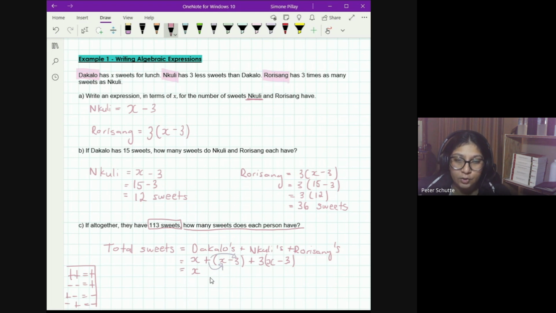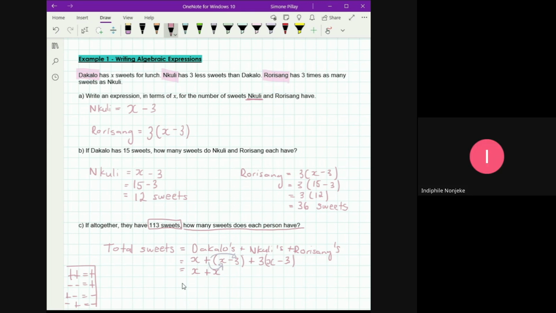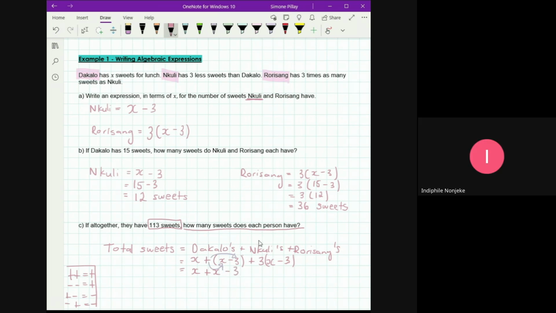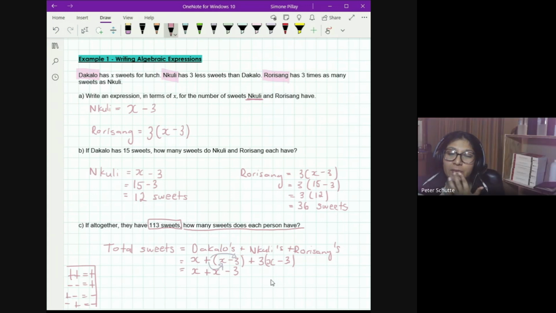Okay, so right now it's going to give me a positive x over there. And then tell me a positive times the -3 will give me what? It will give you a -3. So can you see we've gotten rid of that first set of brackets? Yes, ma'am. Now, how do I get rid of my next set of brackets?